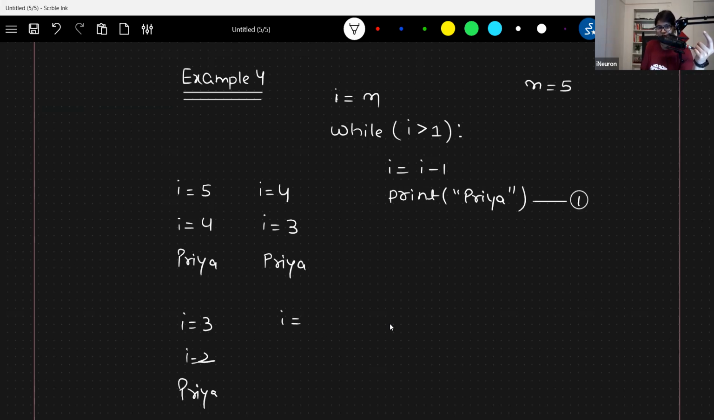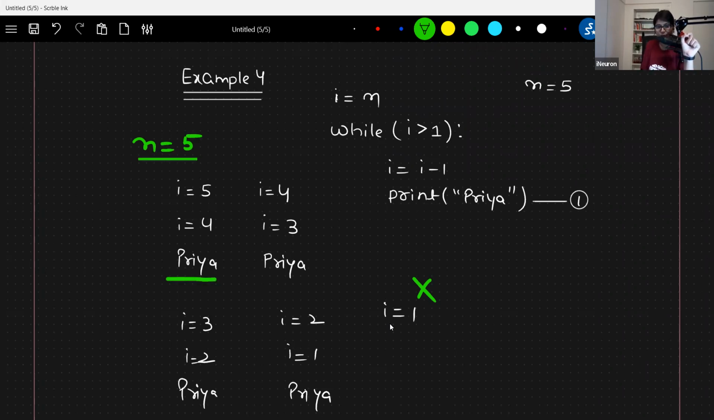Now, I value is 2. 2 is greater than 1. Go internally, I is equal to 1. Priya will be printed. Now, I is equal to 1. At this point, 1 is not greater than 1, so this condition will not be satisfied. So when the value of n is 5, how many times is Priya printing? 1, 2, 3, and 4. It means it is going 4 times and repeating the same thing again and again.